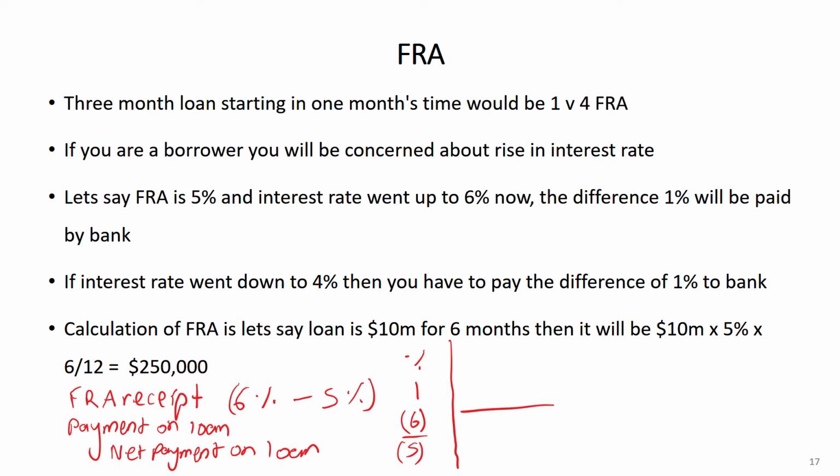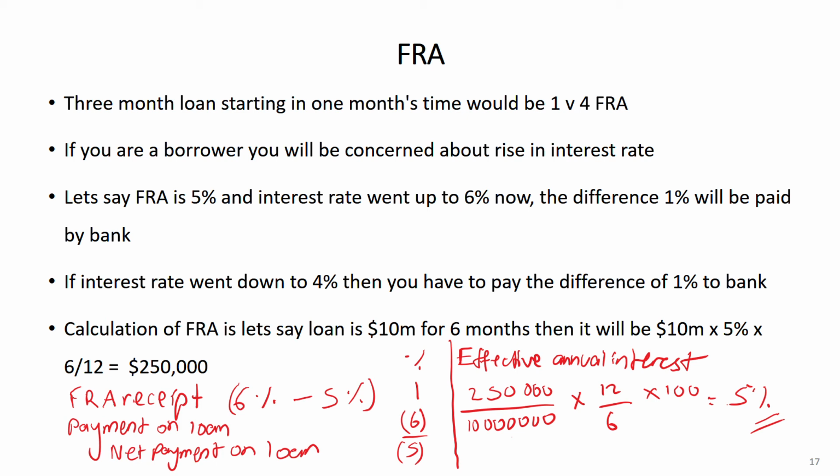So FRA receipt, let's say if interest rate increases to 6%, I've already taken one scenario, the rising part. The decreasing part you can do by yourself. I haven't done it. So if interest rate increases from 5 to 6, that 1% difference you will be getting from the bank, it's a receipt. And you are paying the loan at what? At 6% only. But the net payment, because you are receiving 1 and paying 6, the net payment is 5 only, right?